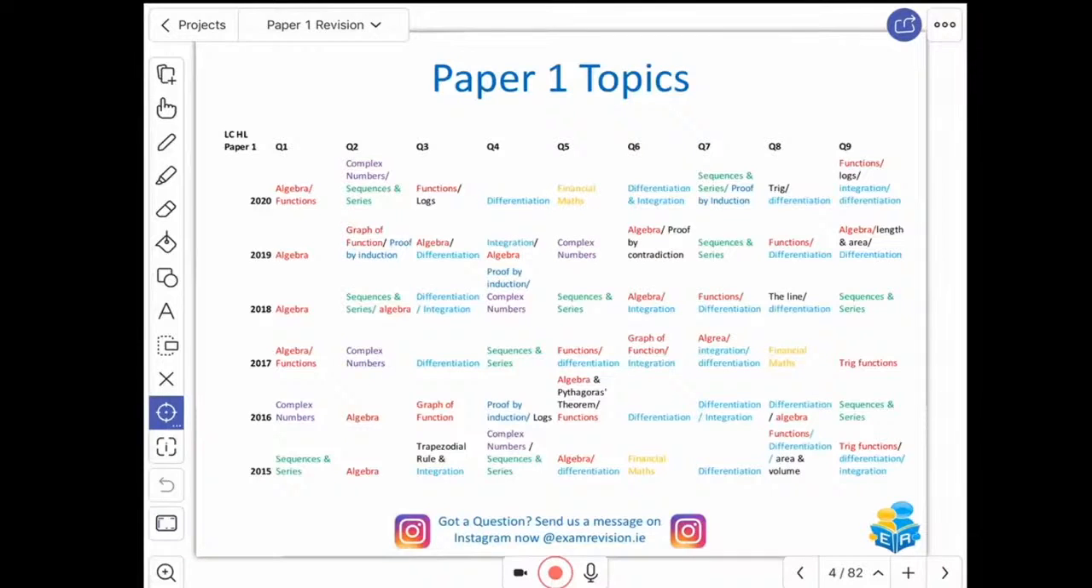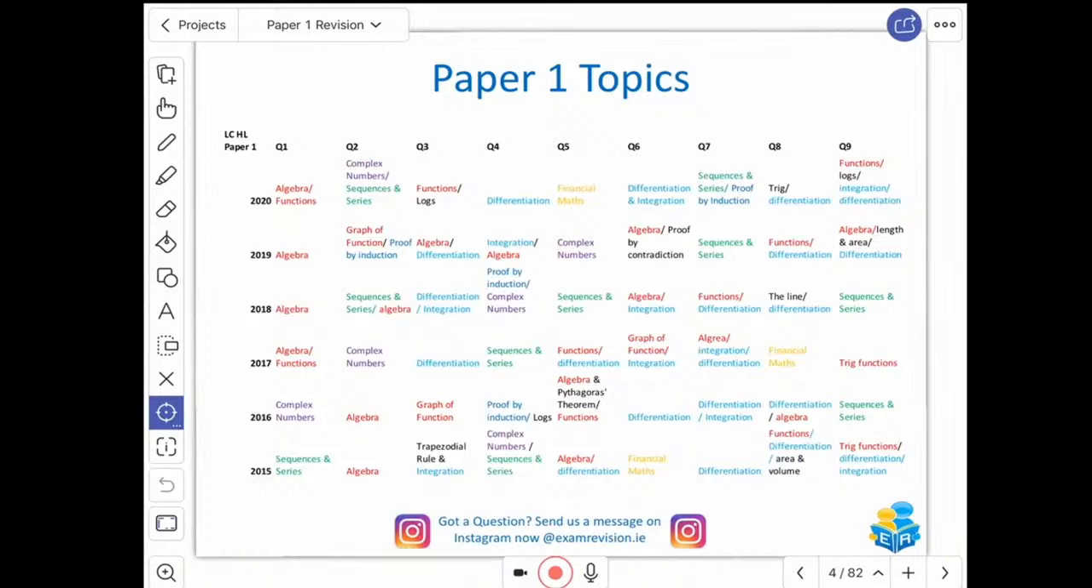Financial maths hasn't come up as much, but when it has, we can see in 2017 it came up as question 8, quite a substantial question, and it came up in 2020 and 2015. But what I would say is that's not an indication that it won't come up this year, because to be honest with you, if you look at all the other topics, they do come up nearly every year, so there would be nothing stopping financial maths from coming up in 2021.